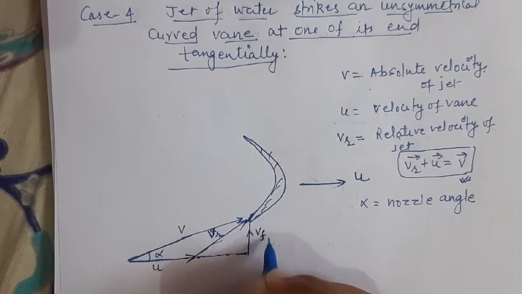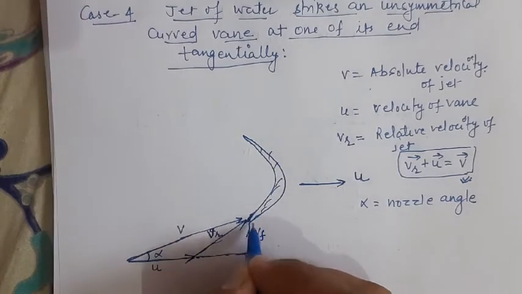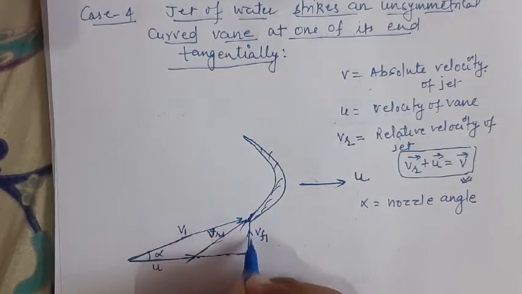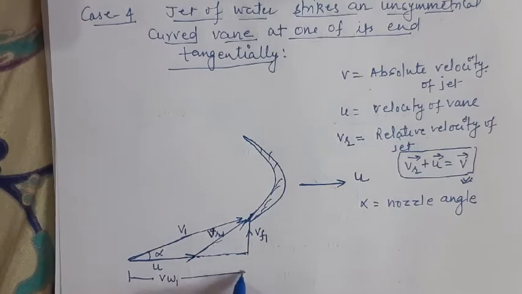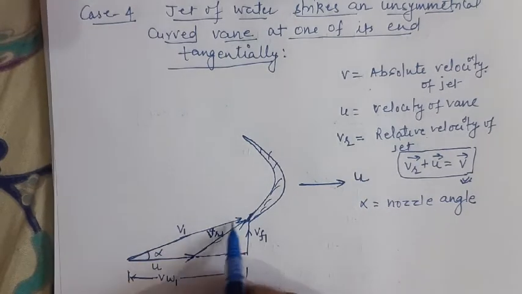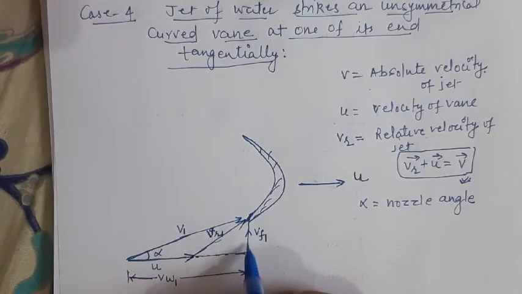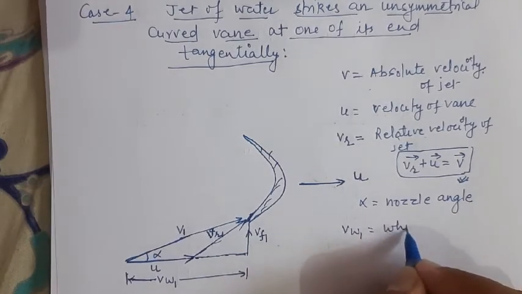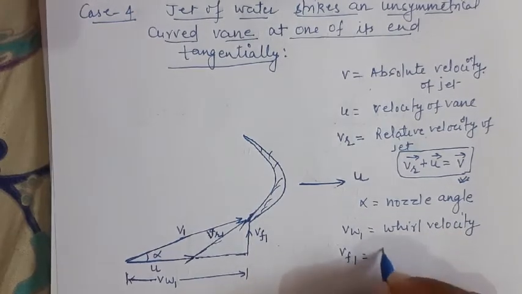One is VF. Please note, at the entry, subscript 1 will be used. Therefore, I am writing V1. This VF1 is a component of V1 in this direction, and there is another component of V1, VW1, in the direction of the motion of the blade. Again, there are two components of V1: one in the direction of motion of the vane and another perpendicular to it. VW1 is known as the whirl component, whirl velocity, and VF1 is known as the flow velocity or velocity of flow.